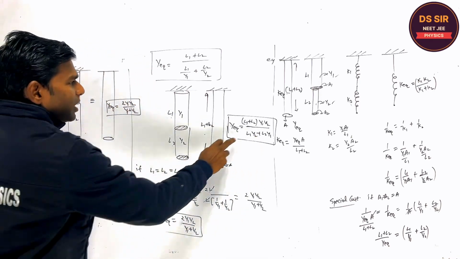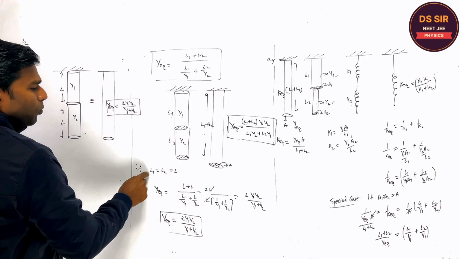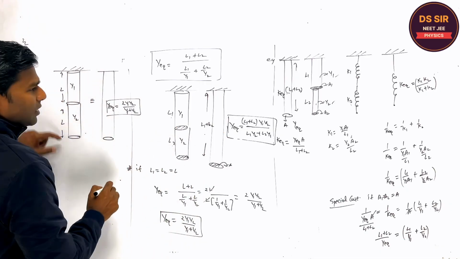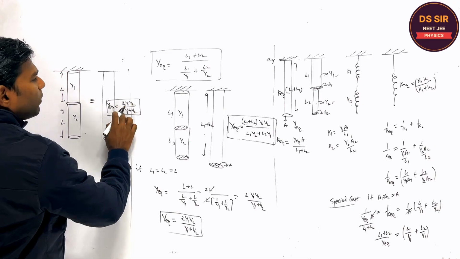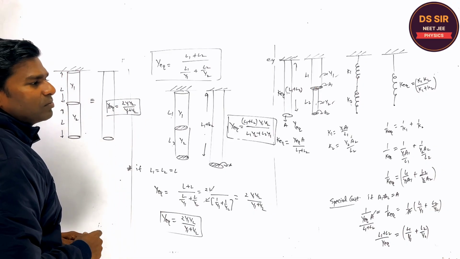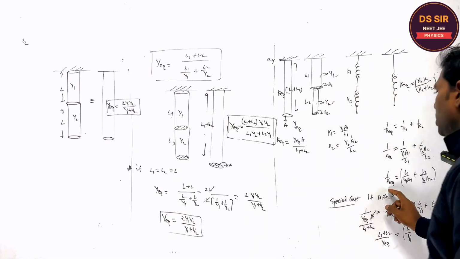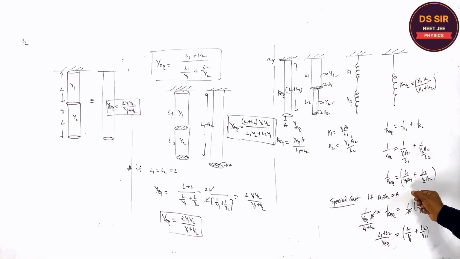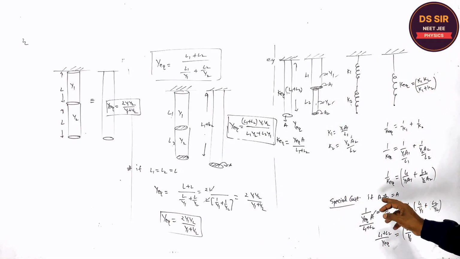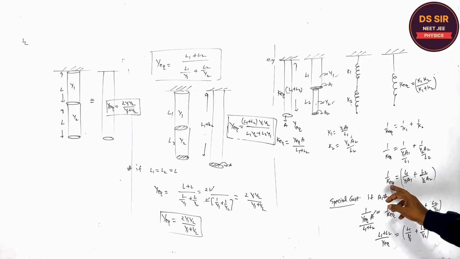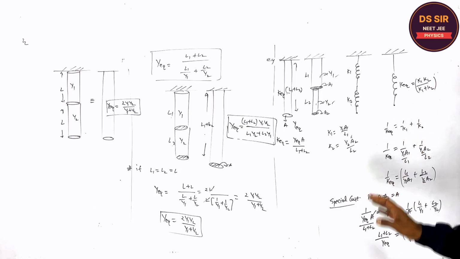In this case, if you put L1 and L2 equal, then the Young's modulus is 2Y1Y2 upon Y1 plus Y2. You have to remember, if both are different, then the Young's modulus cannot be found. Only the K equivalent can be found for that. Are you getting or not?